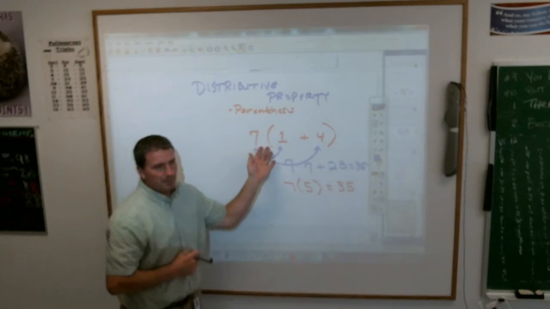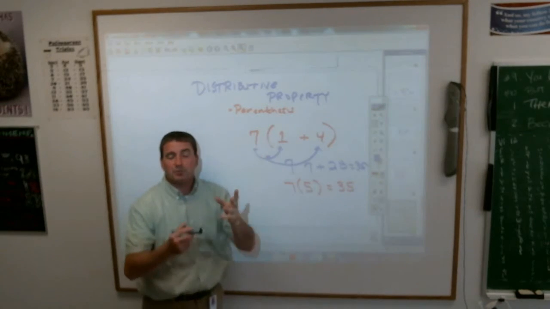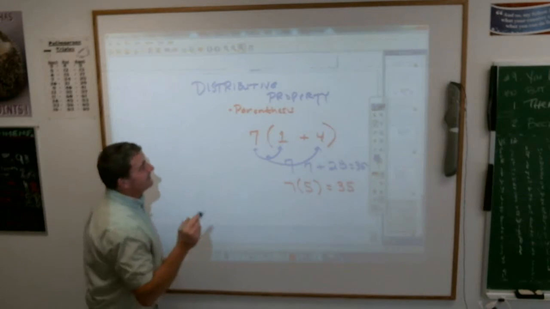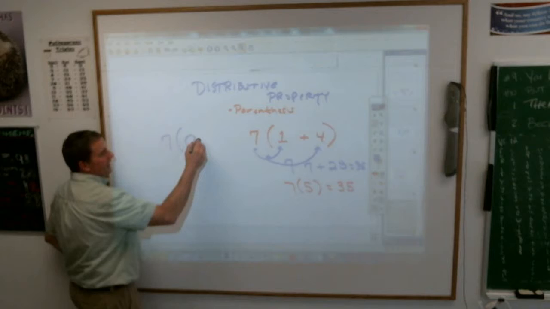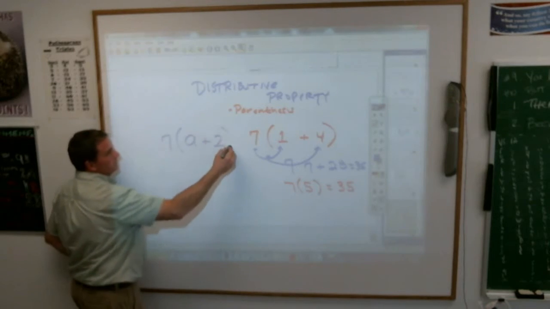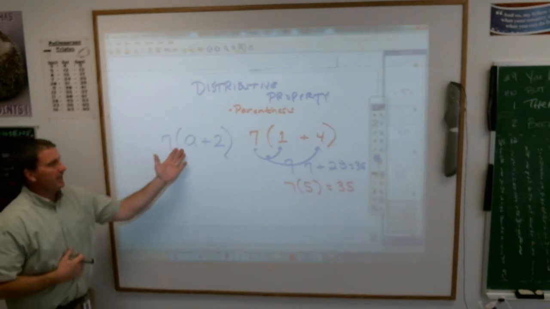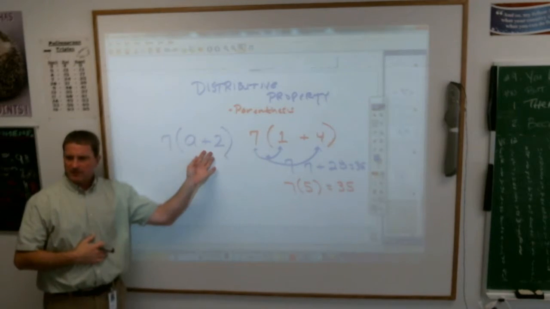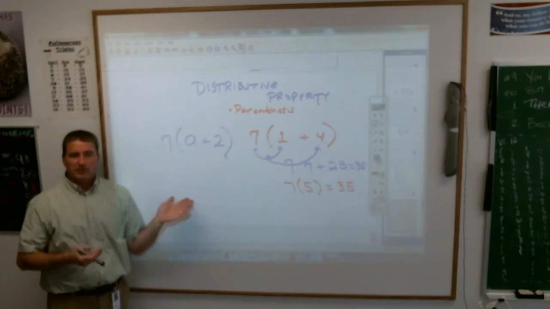If I saw this problem, I would do it just like Andrew said, and I'd do the parentheses. But the problem is, sometimes there's not. Sometimes it is 7 times a plus 2. And in that case, do we combine like terms? You can't put an a with a 2. They're not the same. They're not both numbers, they're not both letters.